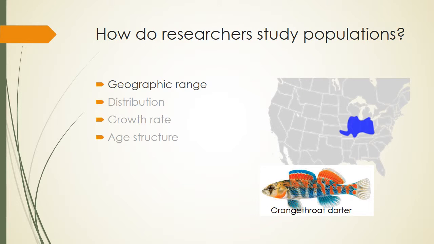Researchers have studied populations to come up with that equation we saw a few slides ago. But what methods do researchers use to study a population? A common method is to find an organism's geographic range, or the area the organism is found. Here we see the range for the orange-throat darter across several states.